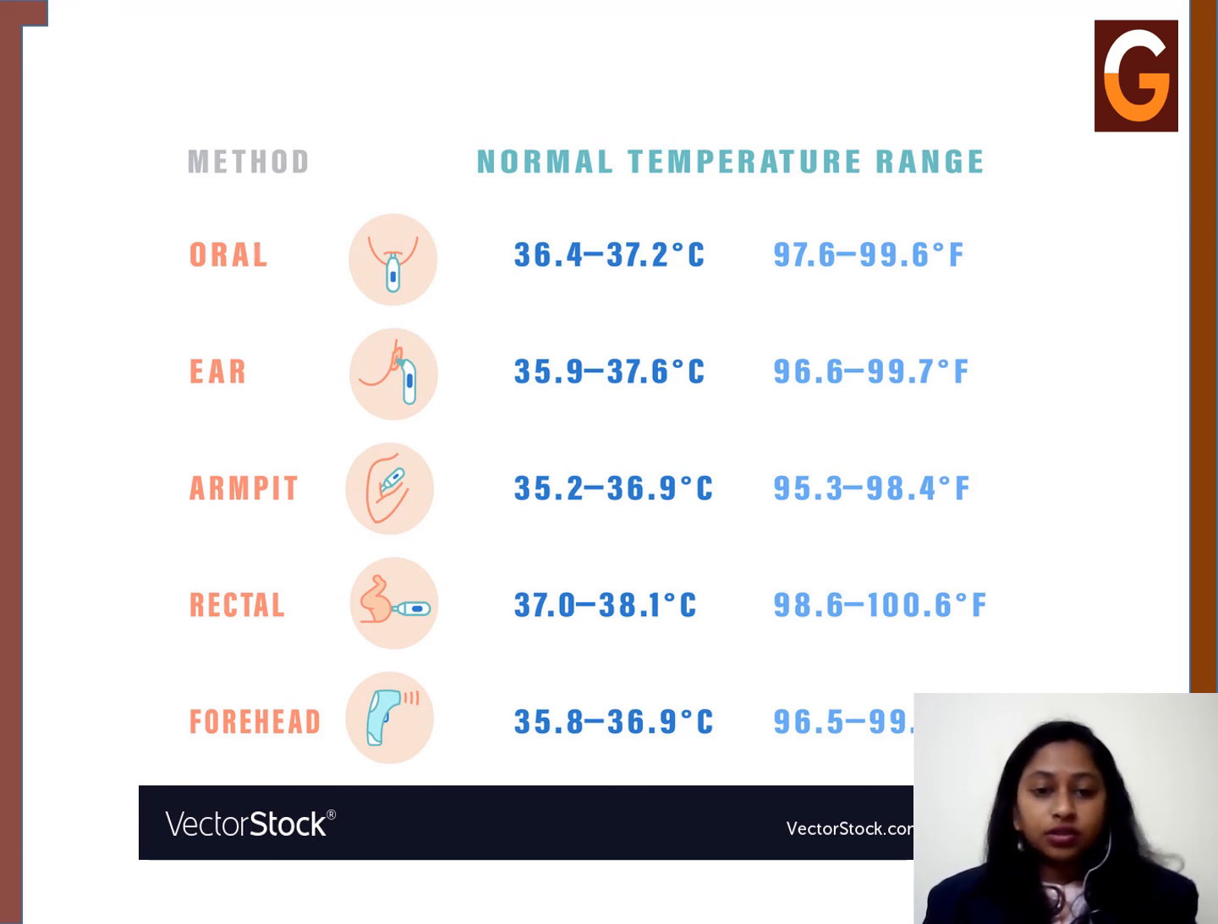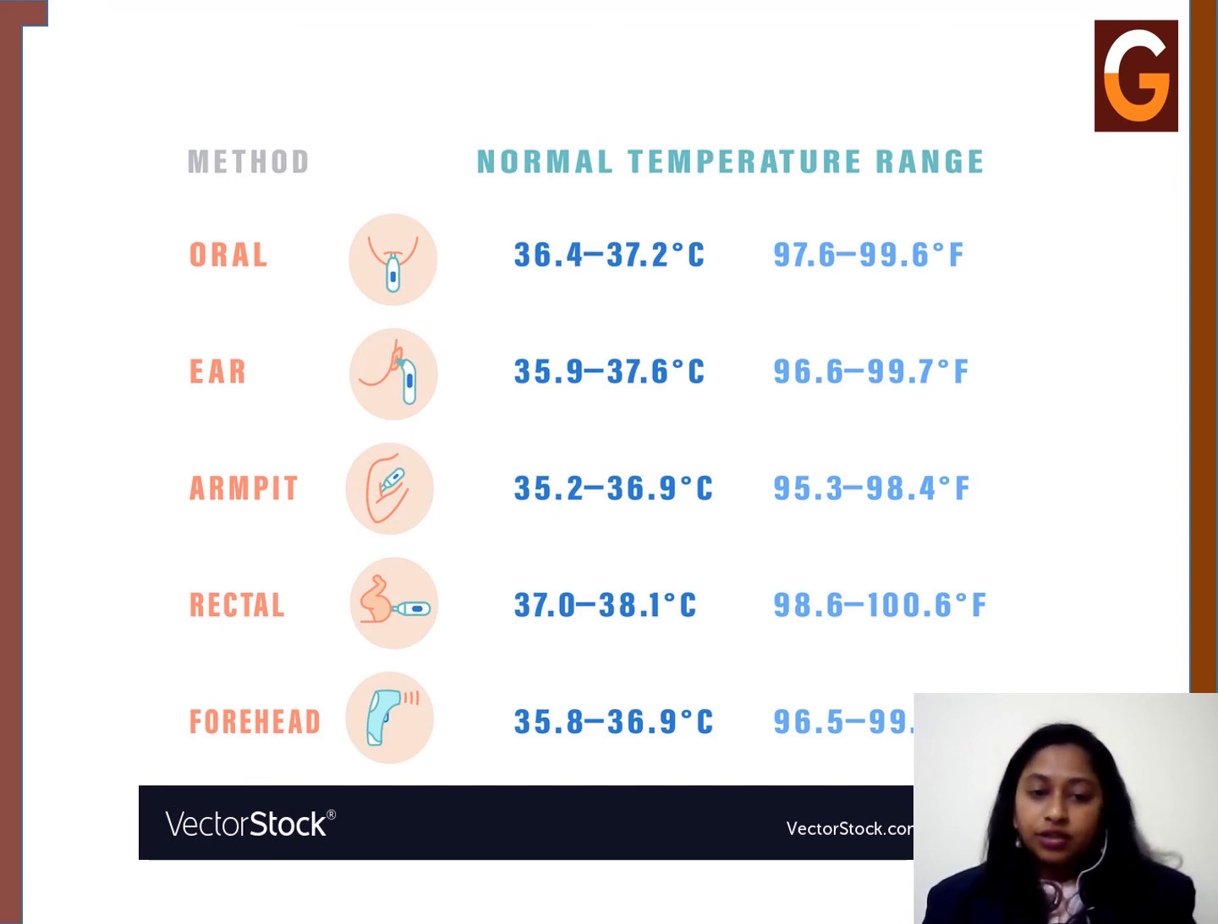Rectal is used almost exclusively for babies. The normal range is 37.8 to 38.1 degrees Celsius, and 98.6 to 100.6 degrees Fahrenheit. This is slightly increased because normally the kids' temperature is a little bit higher.